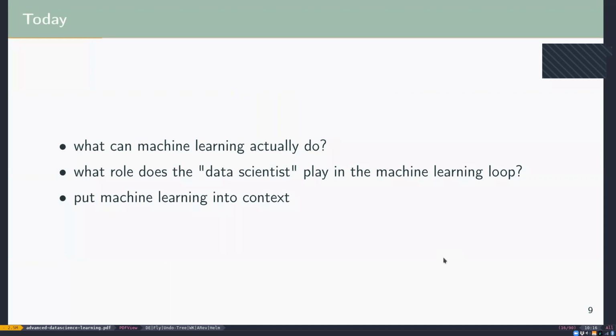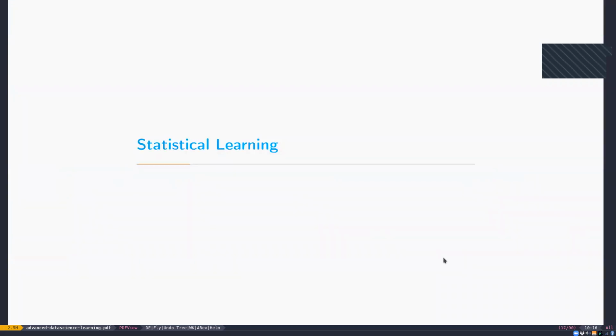So what am I then going to do today? I'm going to talk about what machine learning can actually do, and I'm going to try to structure and formalize the concept of machine learning a little bit. What role does the data scientist play in this machine learning loop? And I'm going to try to put machine learning into context by being a bit more formal around this. So I'm going to do this by talking about statistical learning theory.